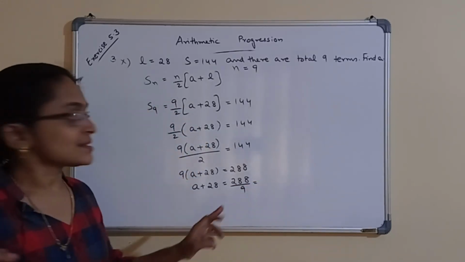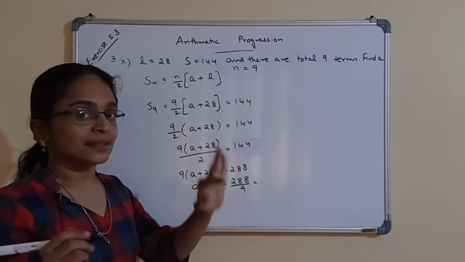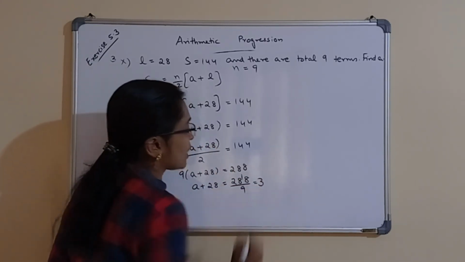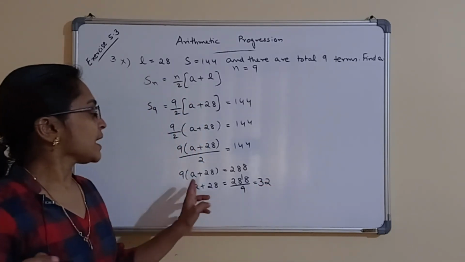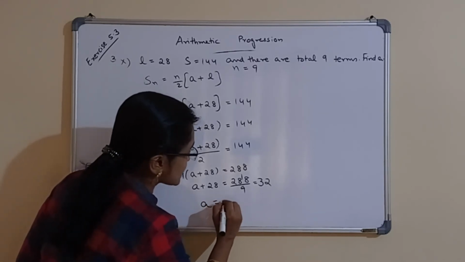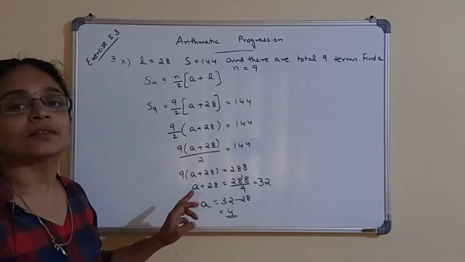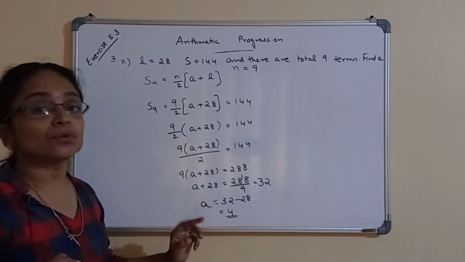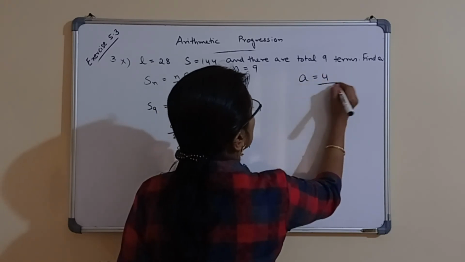And 288 by 9: 1 9 is 9, 2 9s are 18, 3 9s are 27, 1 remainder, 18 by 9 is 2. So we got a plus 28 is equal to 32. So a is equal to 32 minus 28, which is equal to 4. So a is equal to 4 here.